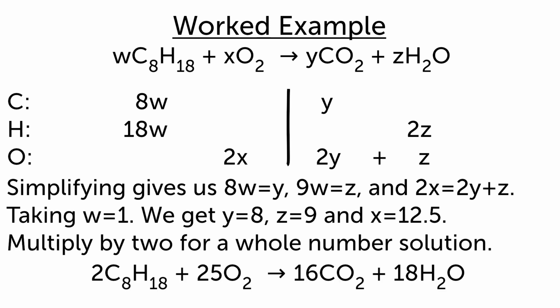Our balanced equation has 2 molecules of octane reacting with 25 molecules of oxygen to produce 16 molecules of carbon dioxide and 18 molecules of water. Imagine trying to get that with trial and error.